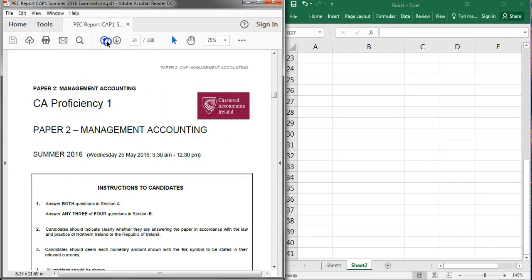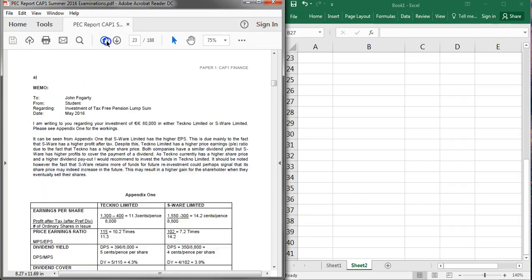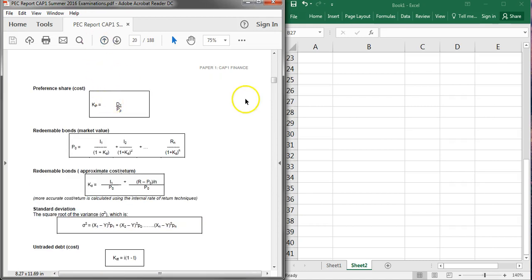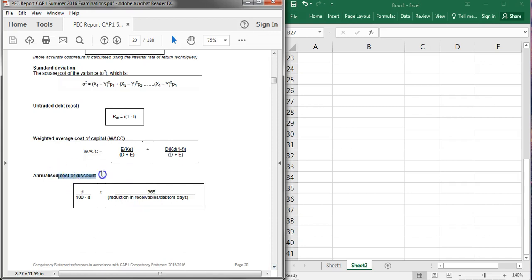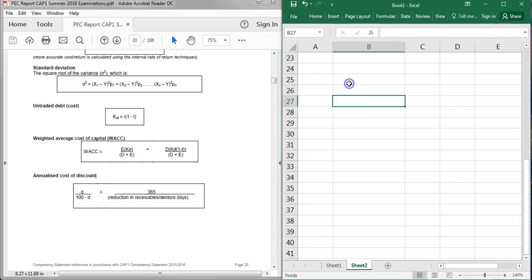If we go to the end, what you'll be given on the day of the exam, in terms of your formulas, the very last formula given is the annualized cost of a discount. This works regardless of whether it's the discount received from a supplier or a discount provided to a customer. So you get the discount, which in our case is 0.0075, because it's 0.75%, so watch your zeros there in decimals.